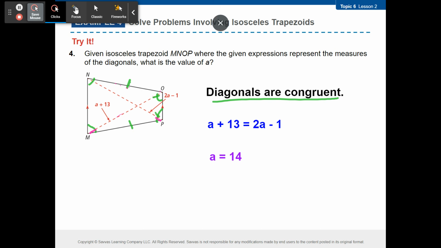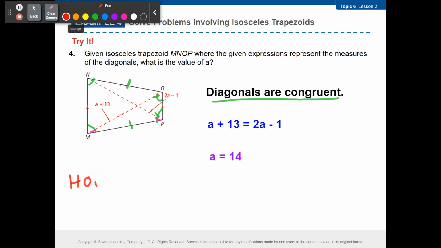Okay, do take a look at the habits of mind, though. That's all the way at the bottom. It says, what is the minimum amount of information you need to find the measures of all 4 interior angles in an isosceles trapezoid? So what's the minimum amount of information to find all 4 angles? Who can tell me? Yeah, you need at least one angle.